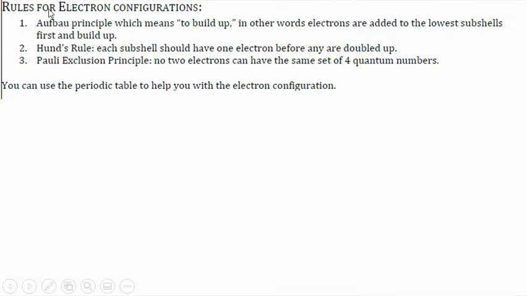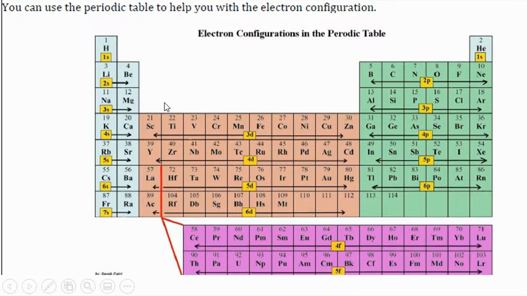All right. Remember, for electron configuration, your Aufbau principle, which means that you have to fill in a certain order, and you use your periodic table to help you with that. Hund's rule, each sublevel should have at least 1 electron before they double up. And then no 2 electrons can have the same spin.